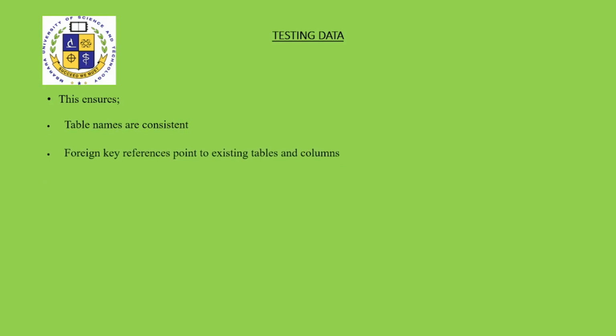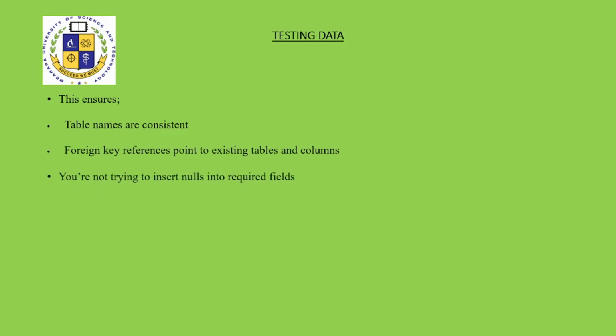So here, after making all that, we have to test our data, whereby this ensures that the table names are consistent, foreign key references point to the existing tables and columns, whereby this ensures data integrity, and as I told you, it reduces the redundancy of data repetition. So you are trying to insert nulls into the required fields, so you cannot insert emptiness, or continue within our system in case certain fields that are required are not filled.